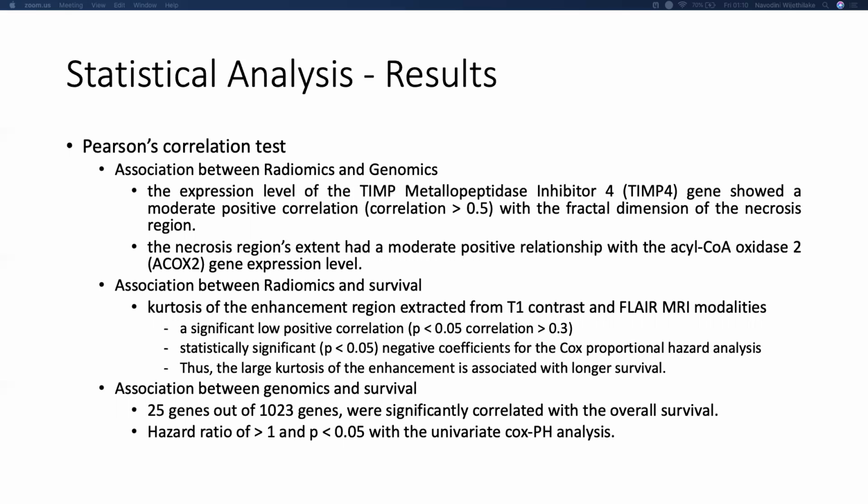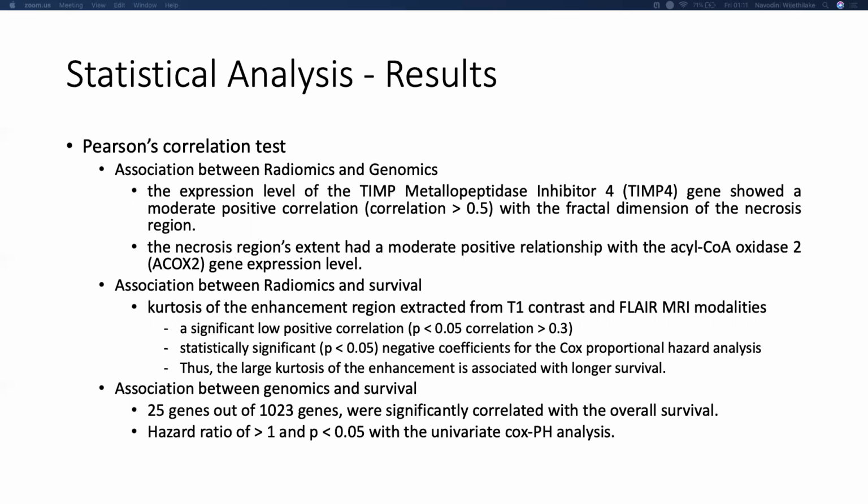The correlation between the gene expression level of 1,740 genes and the overall survival had also been analyzed. 25 genes were significantly correlated with the overall survival. These features were recognized with a hazard ratio over 1 and p-value less than 0.05 with the univariate Cox proportional hazard analysis.